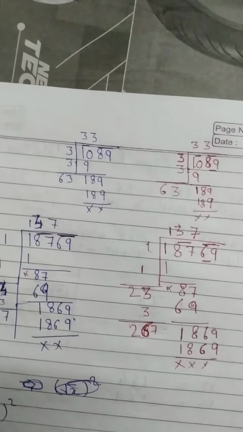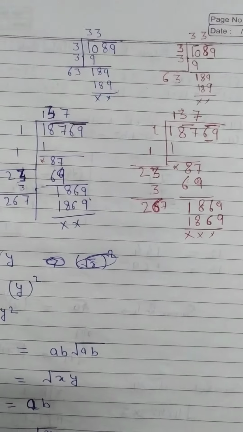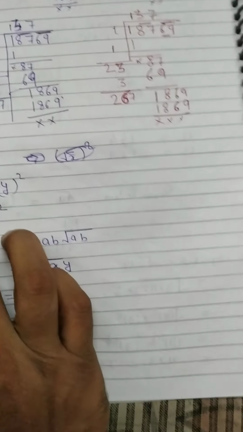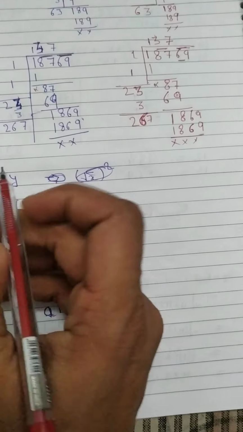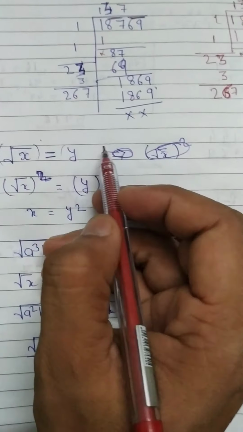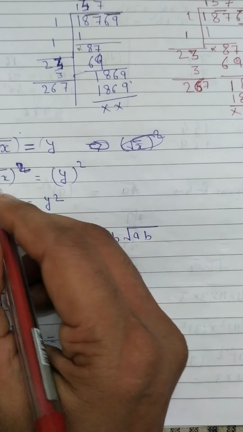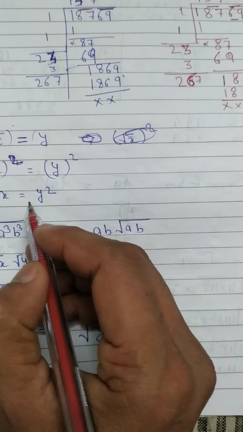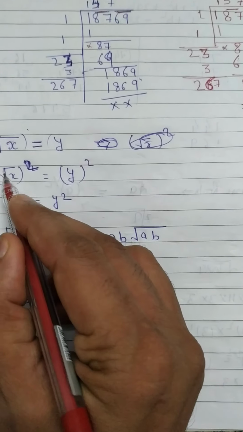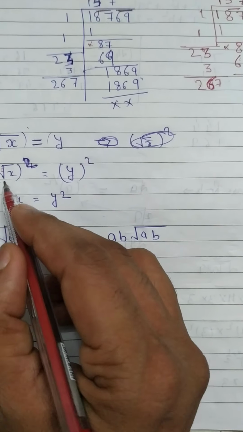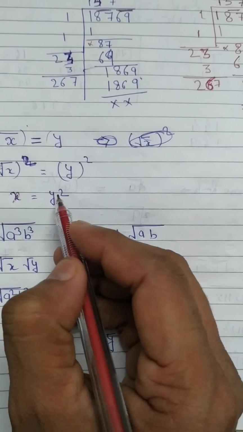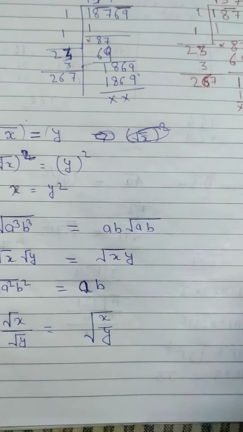If any number is given, this is the trick for how to calculate the square root too. As you know how to write the square root, if the square root is this one, x is equal to y, means if I go for the square, x is equal to y square, because here 1 under there, 2 is remaining. When I remove this square root, this 2 cancels, so it simply becomes x. So this is a very important formula.